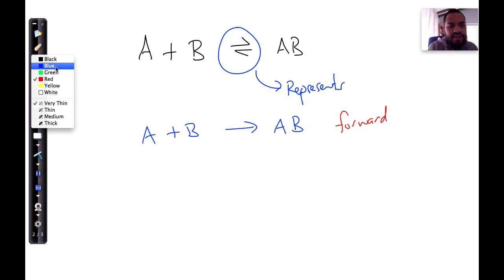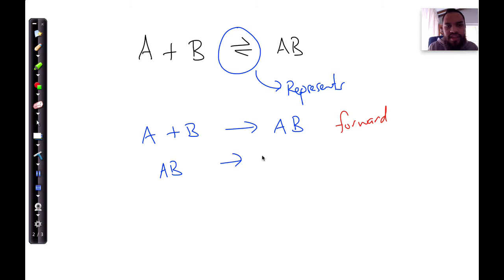And this one over here, if I go AB gives me A plus B, this is known as the reverse reaction. This is where we take the product and it really becomes the reactant and forms a new product, which used to be the reactants. So this is going to be the reverse reaction. So I've got A plus B gives me AB, which is the forward reaction, and then I've got AB, which goes the opposite direction, gives me A plus B. This is really a reversible reaction.